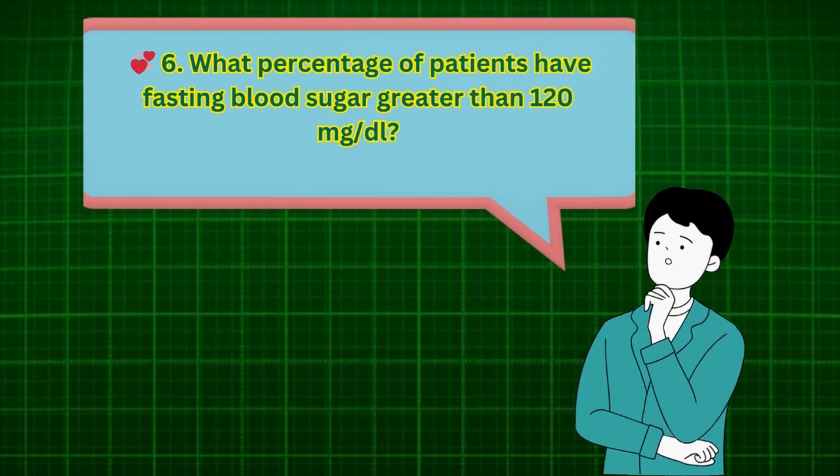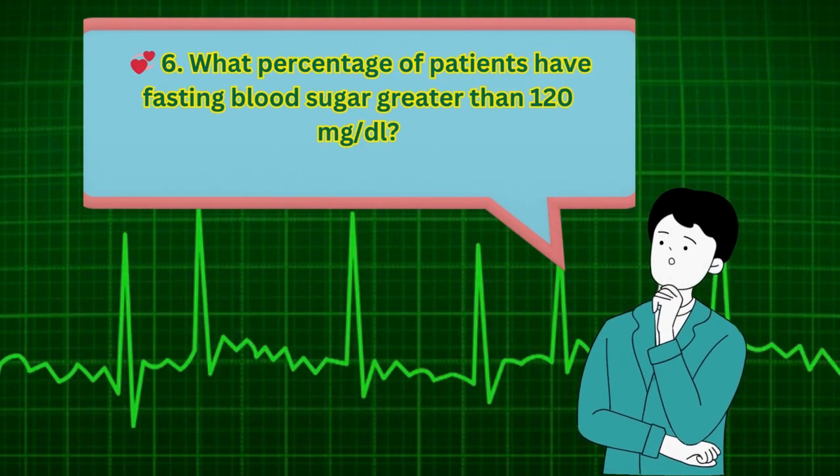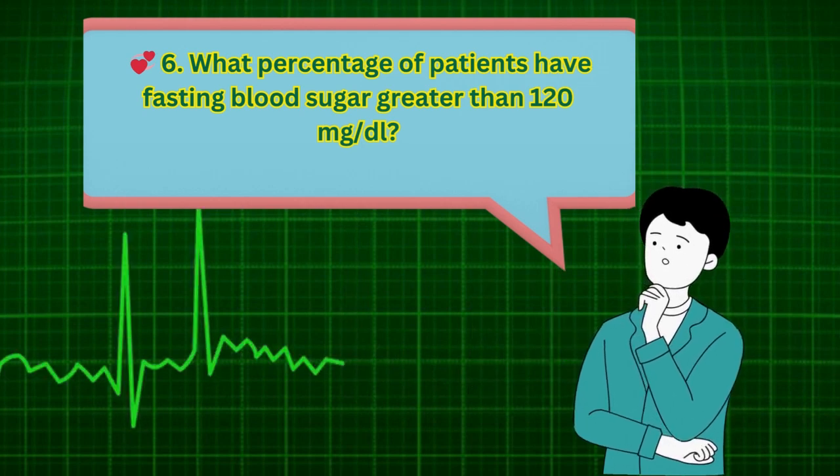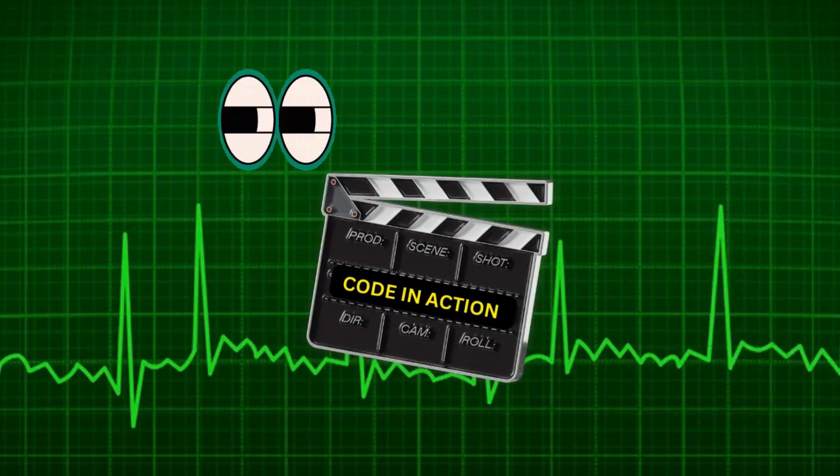6. What percentage of patients have fasting blood sugar greater than 120 mg per deciliter? To find the answer, we calculate the percentage of patients with fasting blood sugar levels greater than 120 mg per deciliter. Now, let's see the code in action.